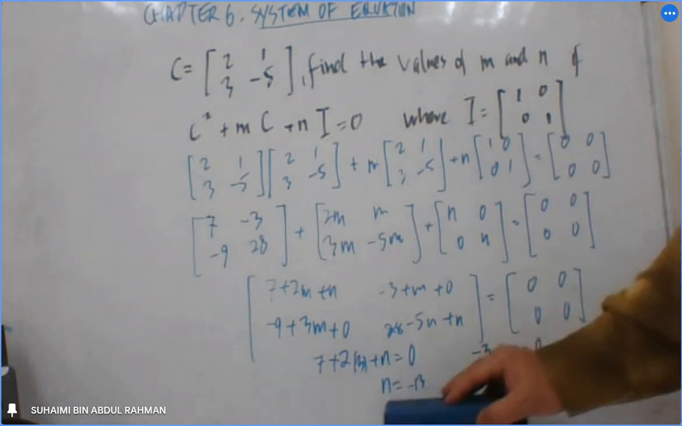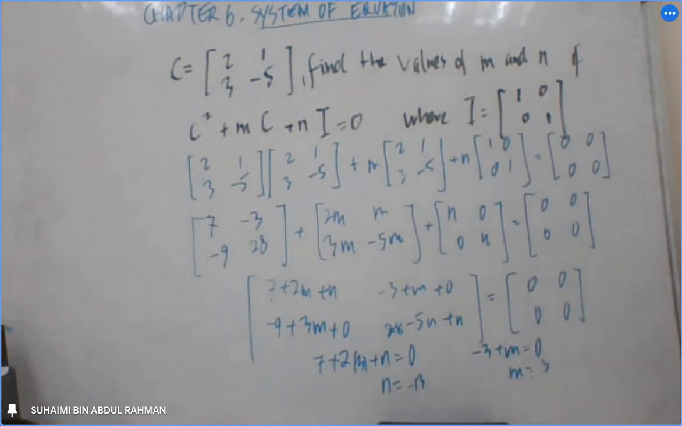Any question? Additions and multiplications of matrices. Sir, yes, if for example C is 3 times 3, then the I is also 3 times 3. If C is 3 times 3, I is also 3 times 3.